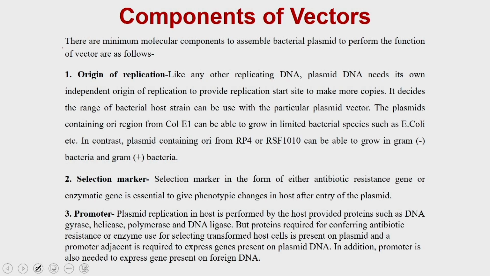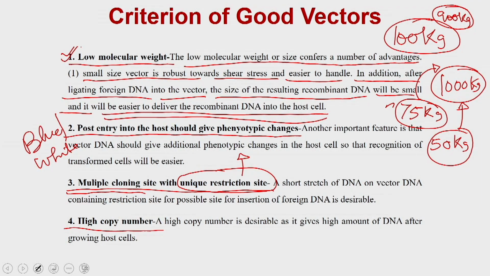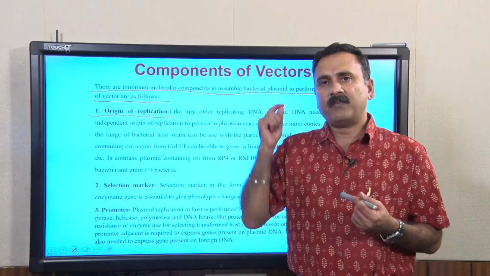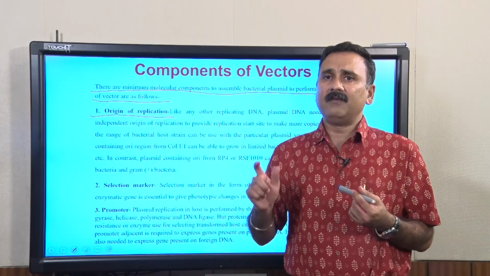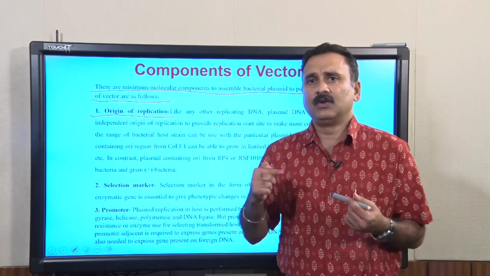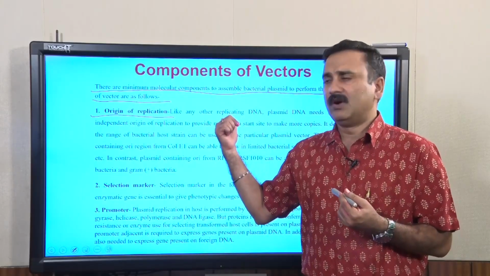So, taking these into criteria, you have to have these many components of the vector. The minimum number of components required to perform the function of the vector, this is the criteria of a good vector, and these are the molecular components of a particular vector. The first is the origin of replication. As you have seen in the first slide itself, the property of a vector is that it should be able to replicate within the host.